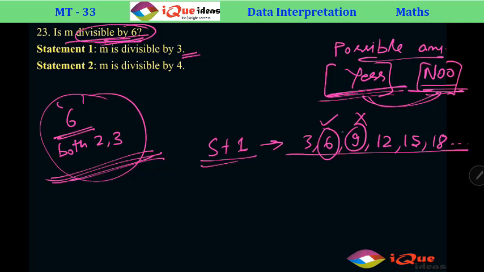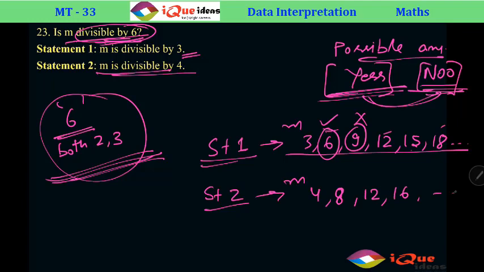In some cases it is yes, like 6, 12, 18. For 9, 15 it is no. Now look at the second statement. Remember, when you're looking at one of the statements, don't look at the other statement. First identify separately. Now only the second statement, look at this carefully. Statement 2 says that the values of M are divisible by 4, meaning 4, 8, 12, 16 and so on. Here, is the number divisible by 6? In some cases yes, 12 is divisible, but 4, 8, 16 are not divisible. Right? Now that means statement 1 alone is not sufficient, statement 2 alone is not sufficient.